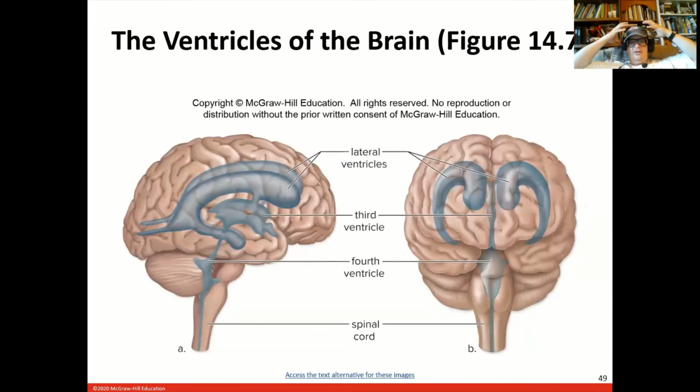All right, so there are ventricles. You can see the two lateral, and I'm going to move my mouse over them. The two lateral right here, and then that very thin third ventricle that connects them. And below that, the fourth ventricle here. All right, so we've got those.